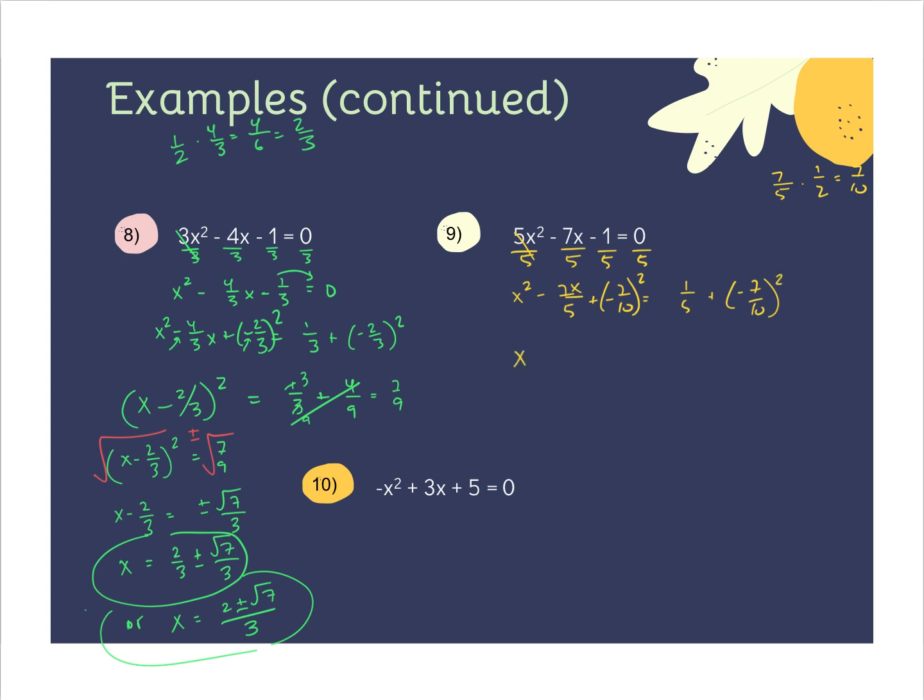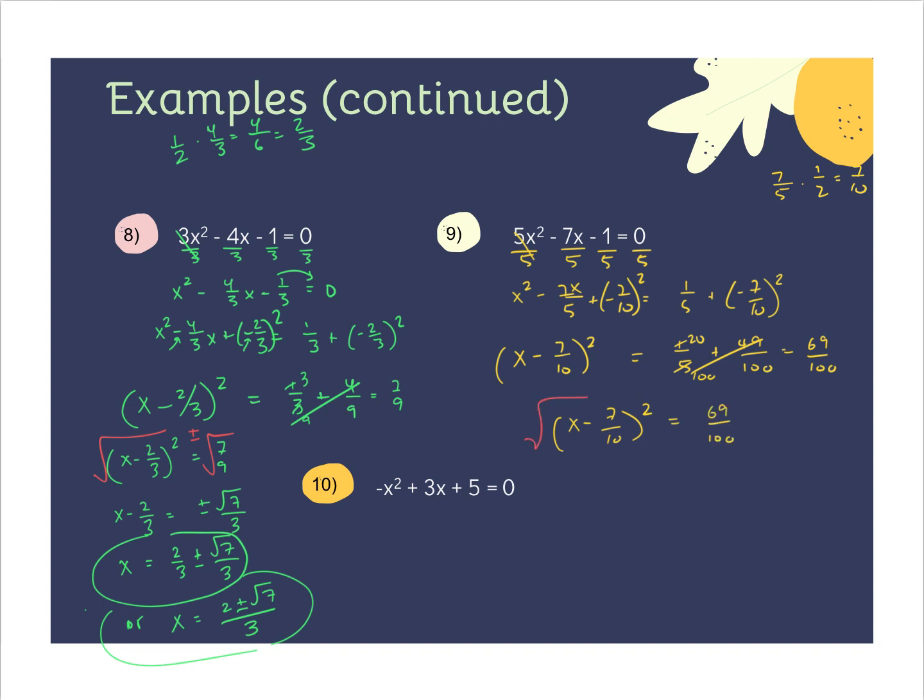So I'm going to get x minus 7/10 squared over here on the left. And on the right, I'm going to get 1/5 plus 49 over 100. So if I make this 100, that's times 20, so this is going to be 20. And so this over here is going to end up being 69 over 100. So I've got x minus 7/10 squared equals 69 over 100.